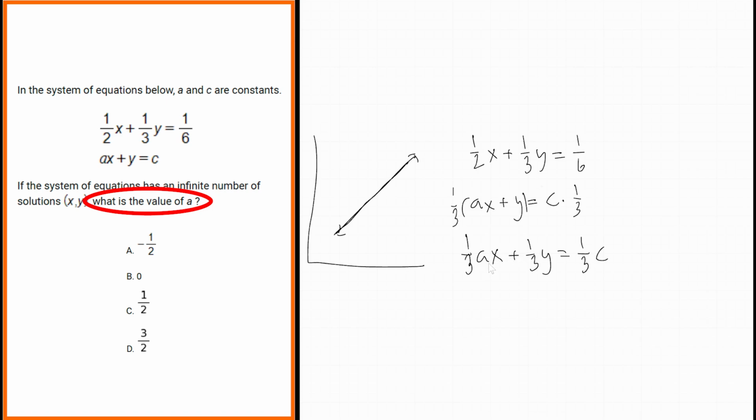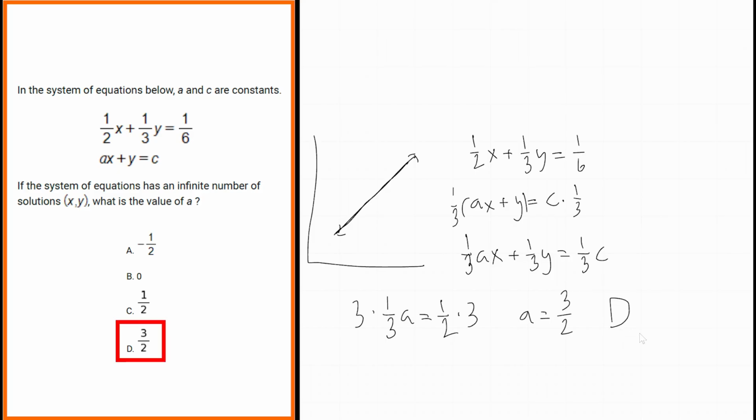We only have to solve for what is the value of A that would make this coefficient for x the same as this coefficient for x. In other words, what is the value of A such that 1/3 A equals 1/2? And that's very easy to solve for. We can just multiply by 3 on both sides, and we get A equals 3/2, or in other words, option number D.